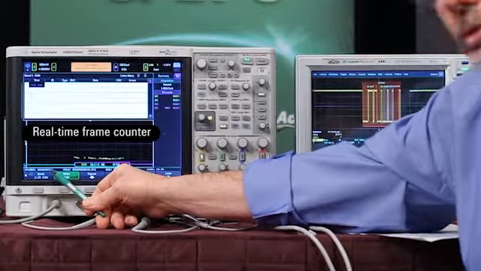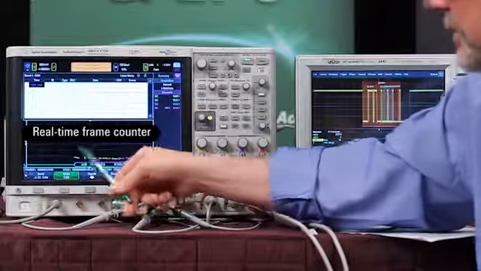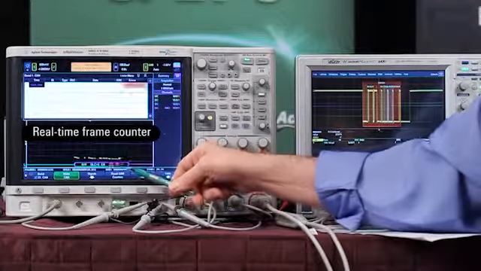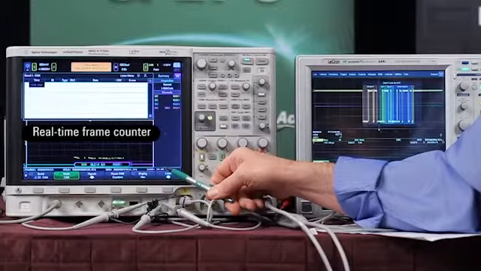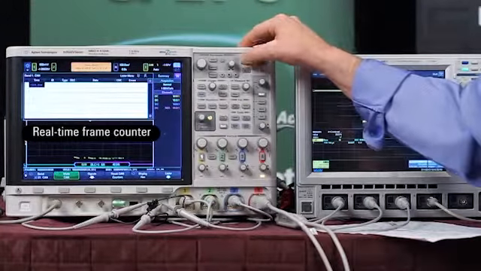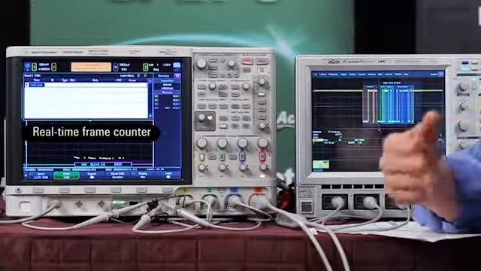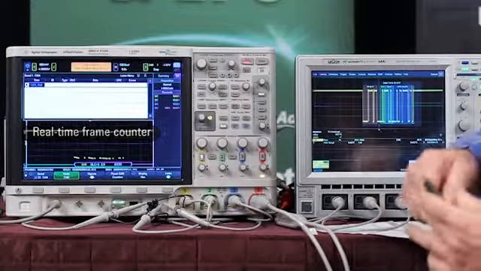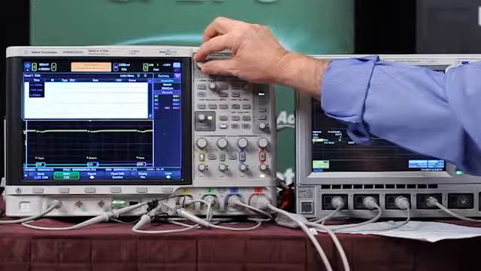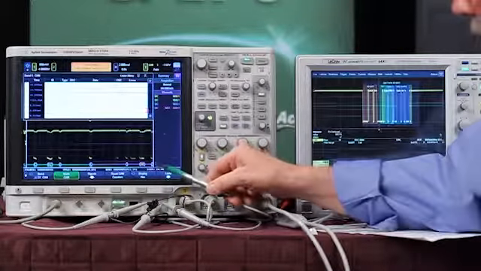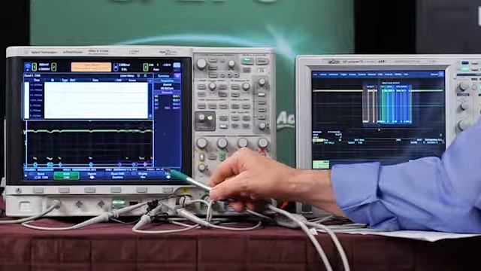Now, another unique capability of the Agilent scope is a real-time frame counter. Here we show the total number of frames captured, overload frames, error frames, and bus load. This is a real-time counter. Even if I stop acquisitions, the frame counter continues to run. Let's begin it again.